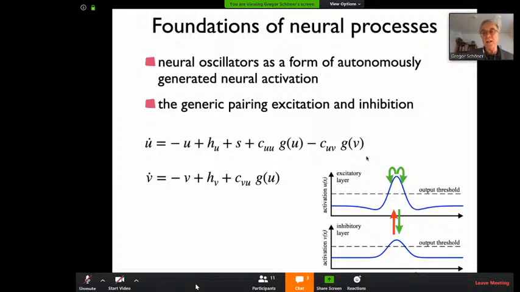But then they get inhibition from some other population of neurons, which I described here by this V variable. That inhibitory population of neurons is driven by the excitatory population, and then conversely inhibits. The very natural pairing of excitation and inhibition leads to the bounding of activation. It's very important for a lot of things. And it has one property, that it tends to generate oscillations. And these are the kinds of oscillations that are entailed in a lot of time course generation.